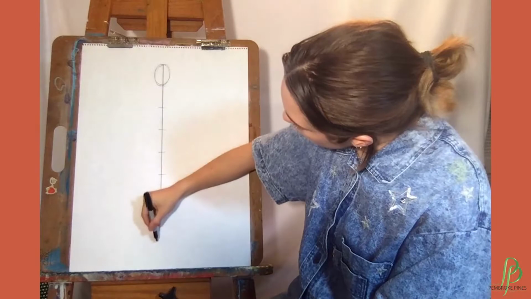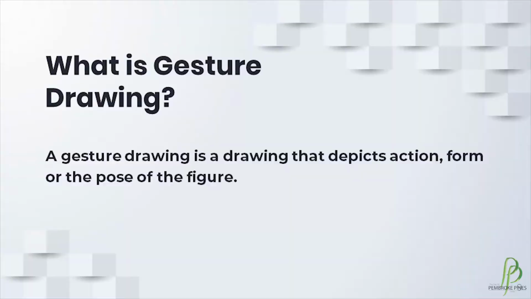Now, what is a gesture drawing? A gesture drawing is a drawing that depicts action, form, or the pose of the figure. Typically, gesture drawings are done with a live model that strikes a variety of poses for as little as 2 to 5 minutes for each pose. The purpose of gesture drawing is to create quick studies of the human figure. It's important to simplify it when gesture drawing and finding the overall shape the figure is posing in.